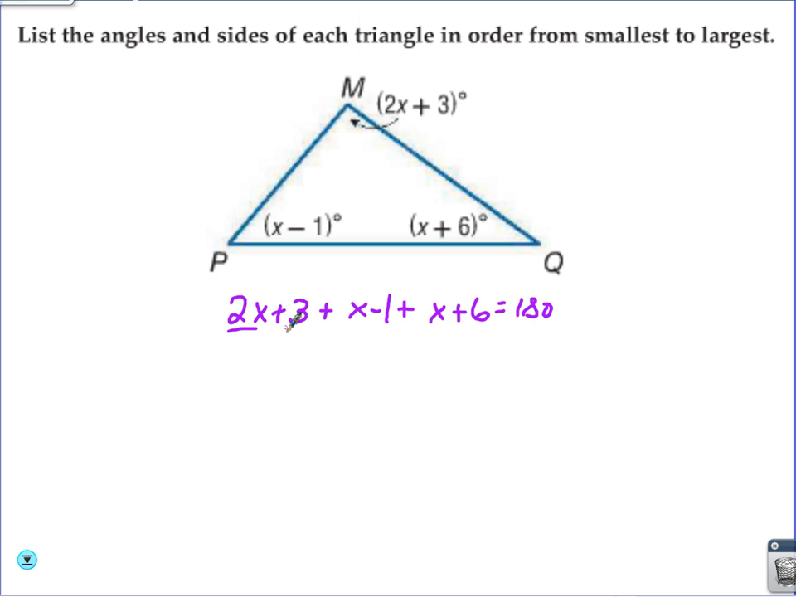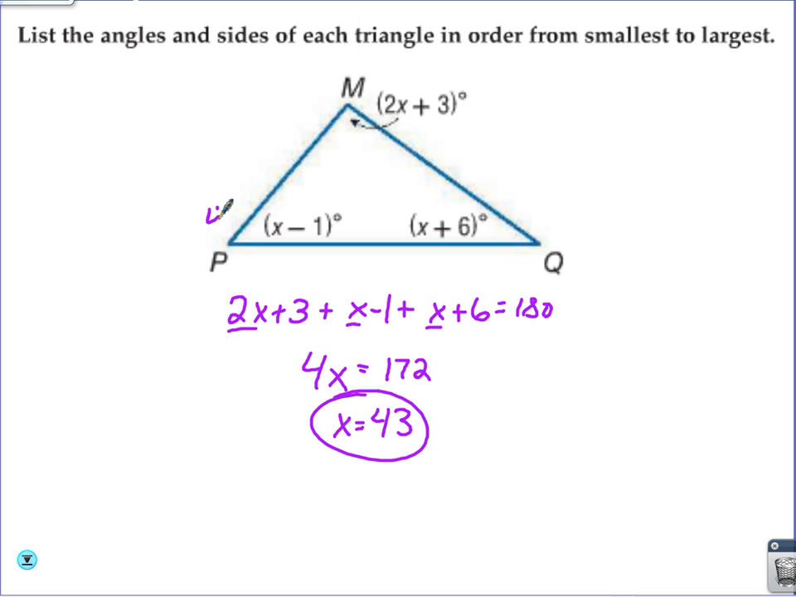Abby, help me with my x's. I got 2x, x, and x. How many x's? Good. So 4x, and again, I'm all about saving paper. Plus 3, minus 1, and plus 6. If you put those together, you get plus 8, right? 3 minus 1 is 2, 2 plus 6 is 8. Let's move that 8 over here. Abby, because it's plus 8 here, you've got to change to minus 8. What do you have on the right side? Perfect. We divide by 4, and we get x is 43.